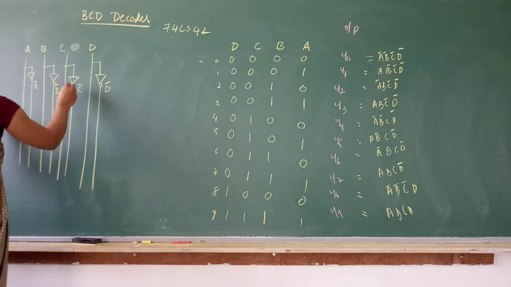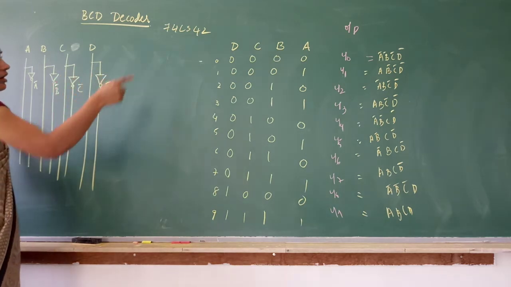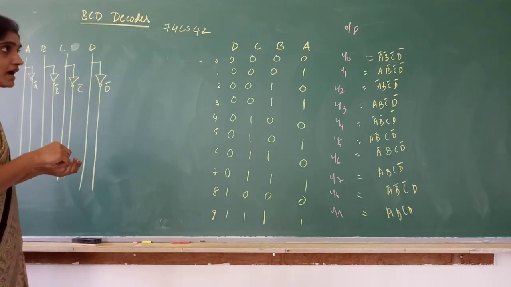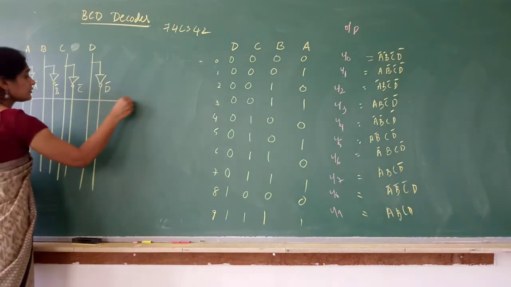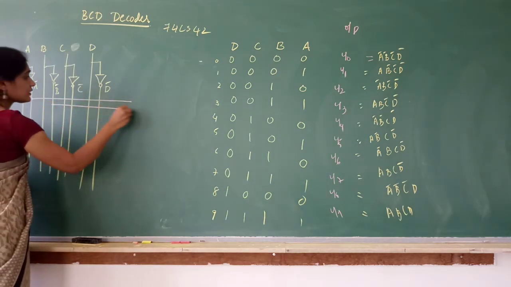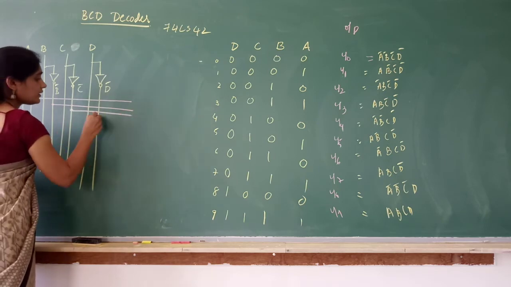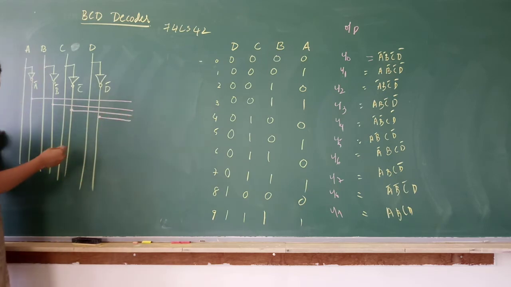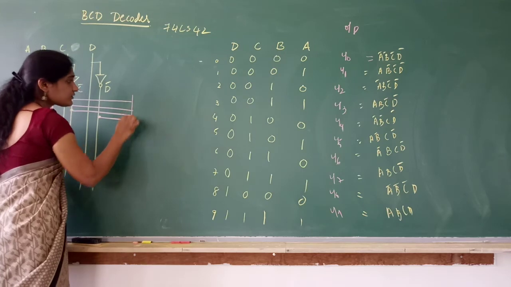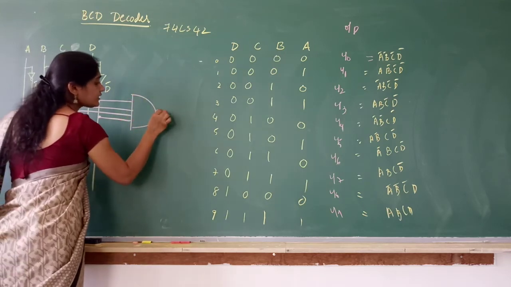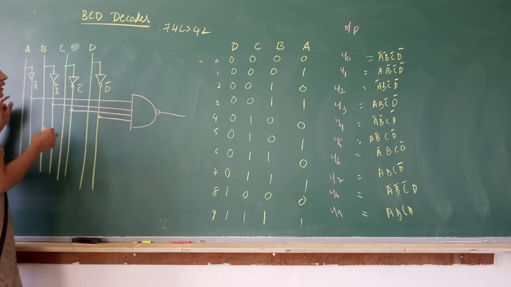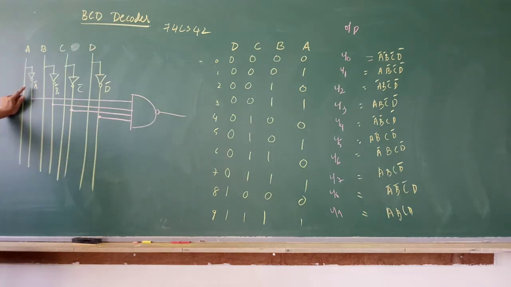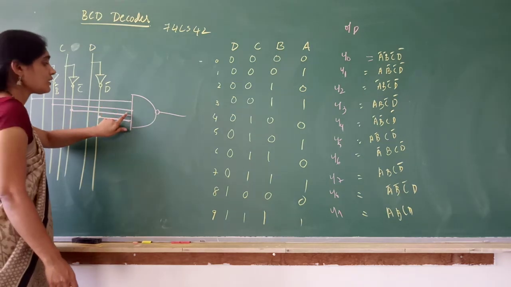Implementation. So what is Y0? Y0 is A bar, B bar, C bar, D bar. Take A bar, B bar, C bar, D bar and give this to a NAND gate. Now, when you are giving A, B, C, D as 0, 0, 0, 0, the inputs that are coming here are 1, 1, 1, 1.